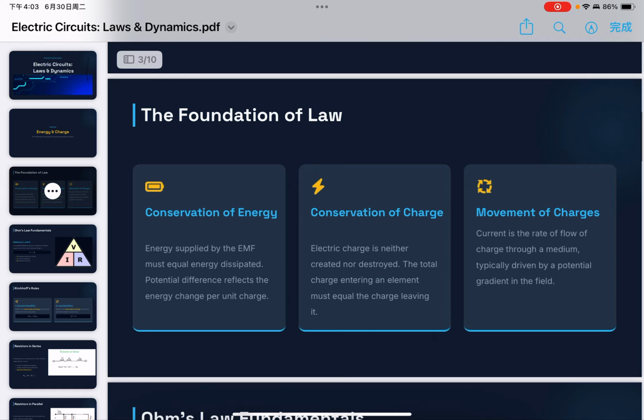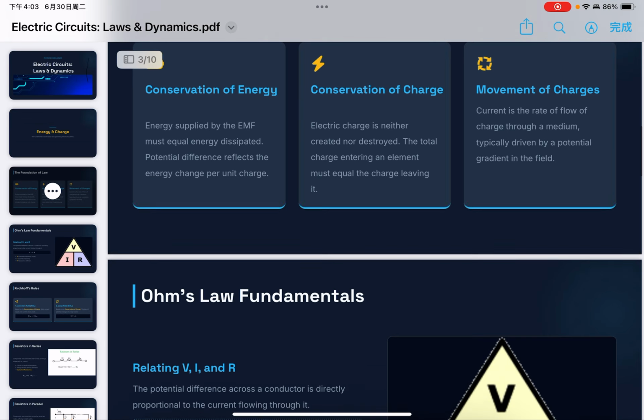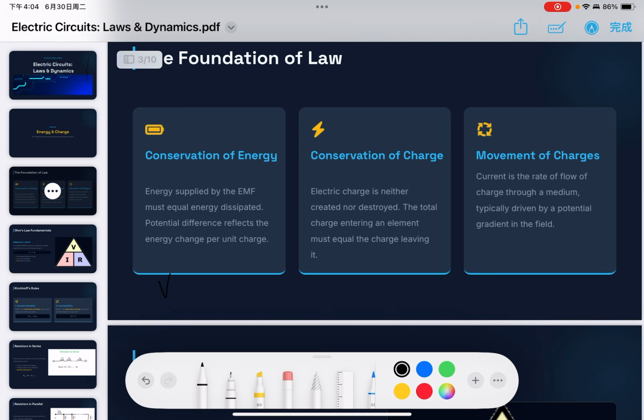The foundation of the law is based on three conservations. First, the conservation of energy, where the energy supplied by the EMF must equal the energy dissipated, which means that the energy that goes into the system must also go out. The potential difference reflects the energy change per unit charge. This potential difference is also called volts.